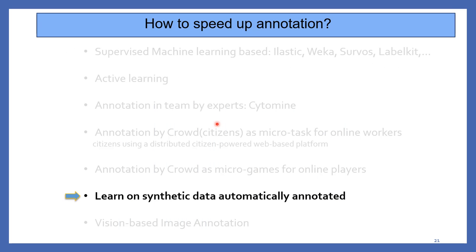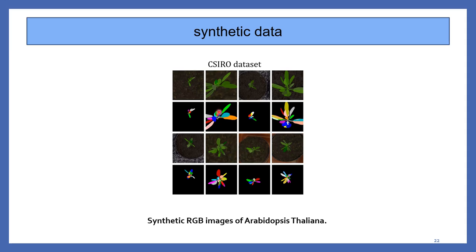The other strategy could be using synthetic data, where the ground truth is already generated automatically. Here you can see a sample of a CSIRO dataset. As you can see here, with these synthetic data, the associated ground truth is also available. This is the synthetic RGB images of Arabidopsis plants.